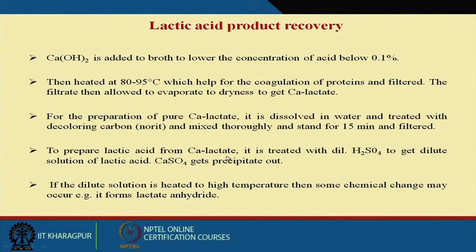Activated carbon, as I mentioned before also, has a bleaching property. So the color can be removed, and then we treat the calcium lactate with H2SO4 to get a solution of lactic acid, and calcium sulfate gets precipitated out. As in the case of citric acid, where we hydrolyze the calcium citrate with H2SO4, we separate calcium sulfate in the gypsum filter. This calcium sulfate dihydrate, called gypsum, is a very good raw material for the cement industry.